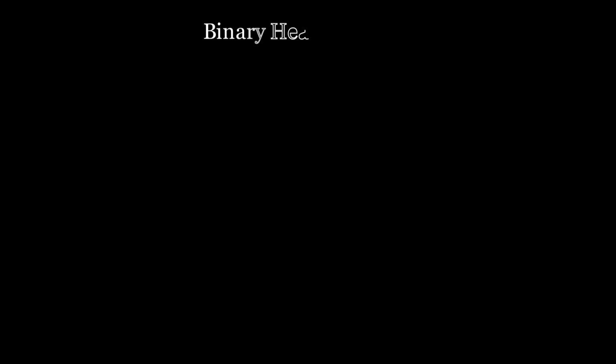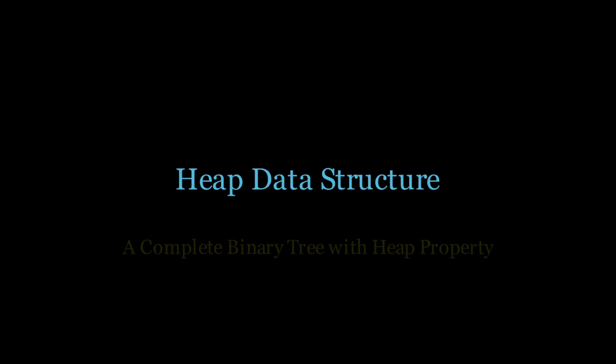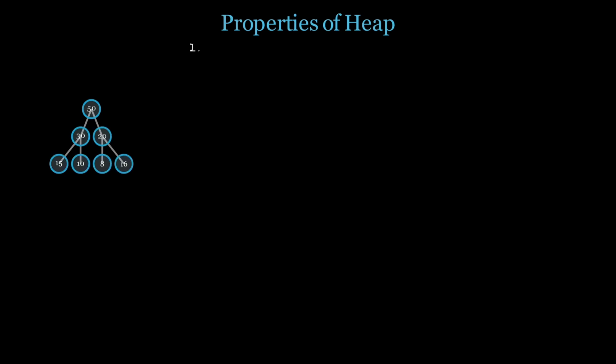Heap is just a complete binary tree. It means all the levels of the tree are filled completely, except possibly the last level, which is filled from left to right, where every node follows a specific ordering property with respect to its children. So let's look at some of the key properties that make heap so useful.